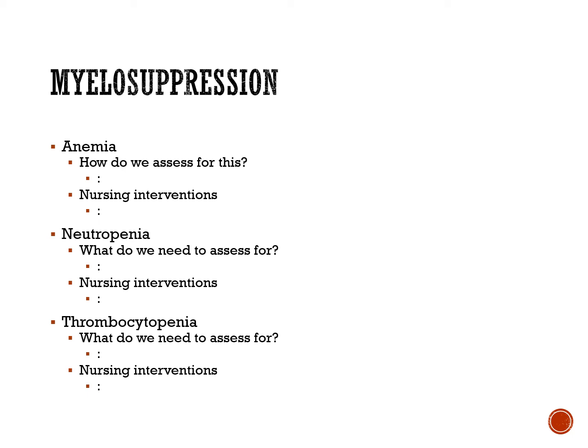Thrombocytopenia, decreased platelets. So we're assessing here bleeding, right? We're assessing for lots of bruising, bleeding. We'll look at their stool, urine, make sure that there's no symptoms of bleeding there. Apply pressure to sites. So these are our interventions. So if you have to do a needle stick, make sure you apply extra pressure for a longer time. Avoid invasive procedures if possible.